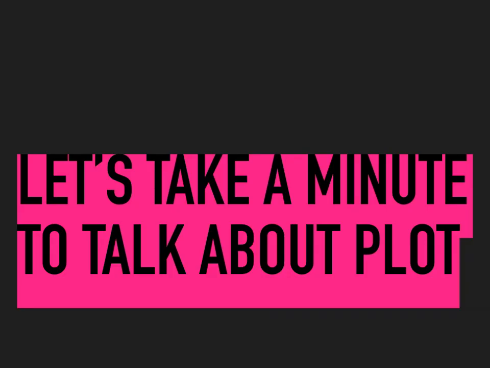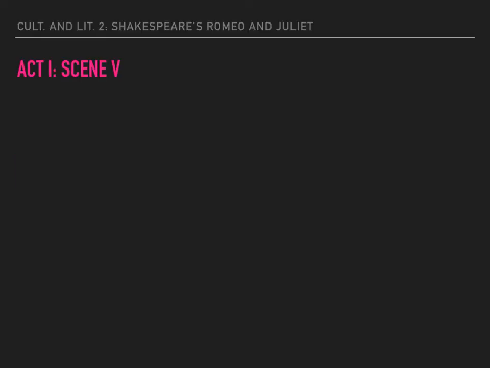So if we take a moment here, we have to look at the plot in Act 1. Up until now, there's been a gradual build up to this party. Everyone is planning for this party. And the party is definitely the crescendo of the first act. It's definitely the most important part. So when we get to Act 1, Scene 5, several things are happening at this party.